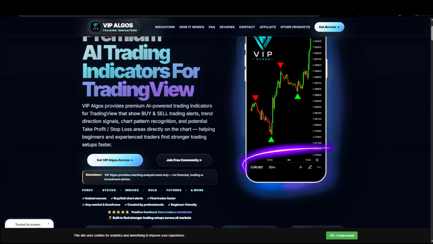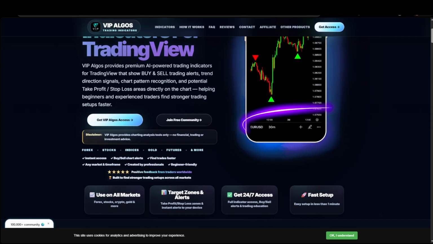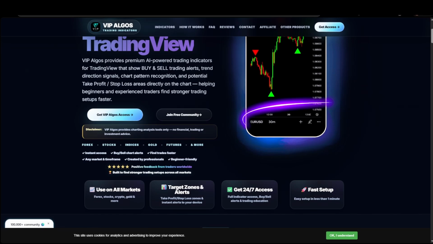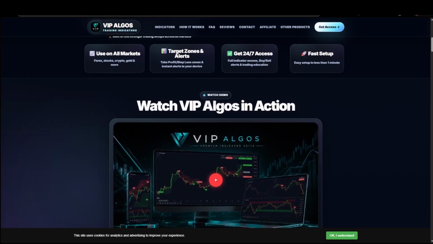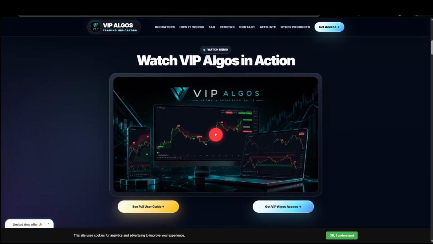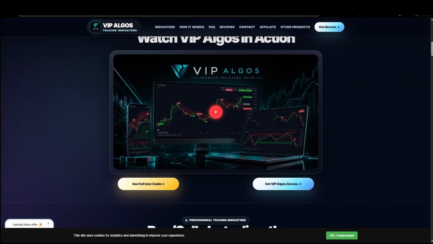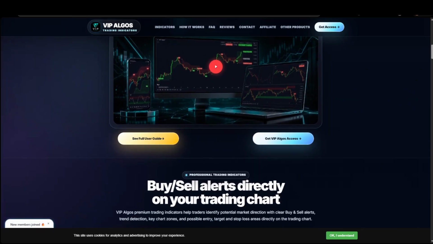Most people dealing with it aren't failing because they haven't tried. They're failing because the things they've tried only address surface-level symptoms, not the real reason bad trades keep happening. That quiet frustration of doing everything right, drawing lines for hours and still getting stopped out. That's the gap VIP Algos is designed for.